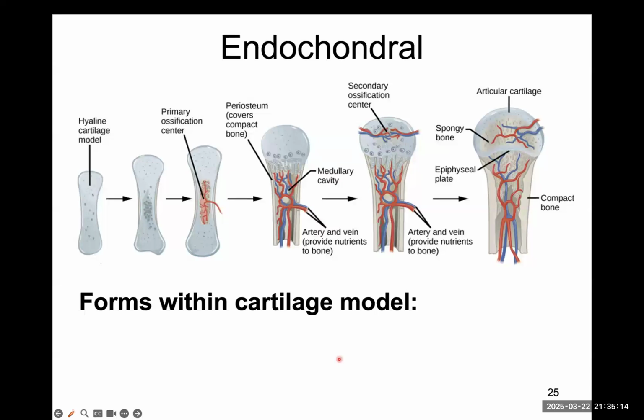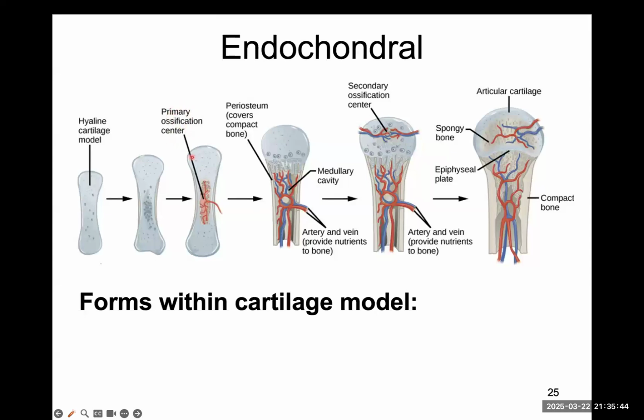So let's see, this is formation of the endochondral ossification, or formation of the long bones. In the long bones, they start forming the bone in the center. So you have this model of hyaline cartilage, and then in the center, that's where bone ossification starts.